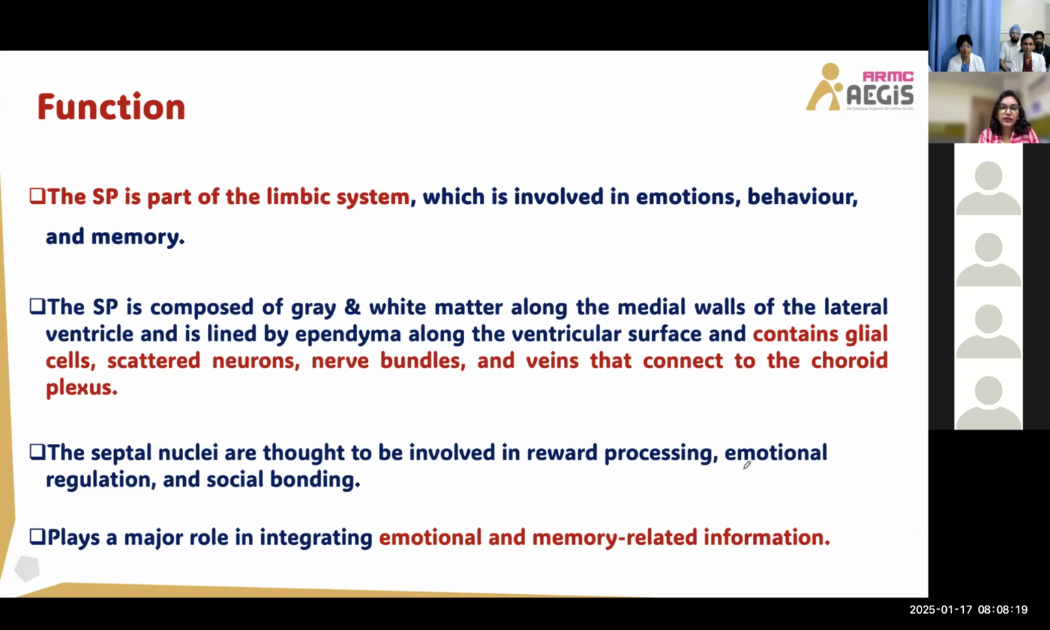The septal nuclei here are thought to be involved in reward processing, emotional regulation, as well as social bonding. Hence, it plays a major role in integrating emotional and memory-related information.